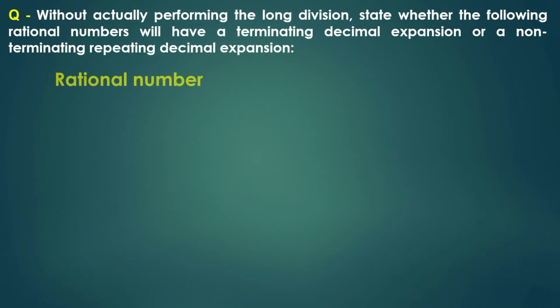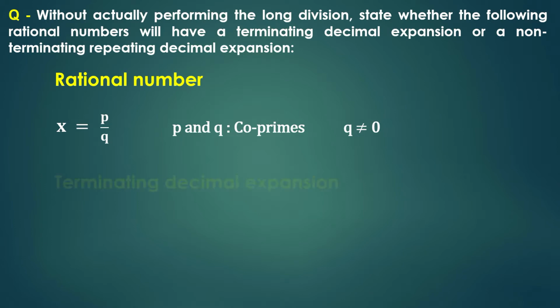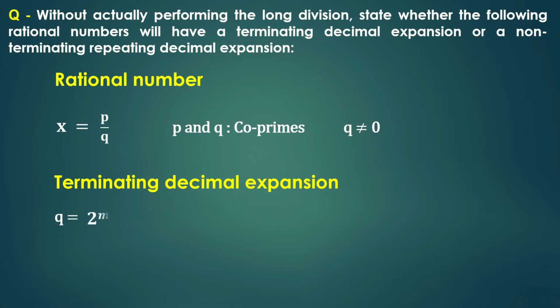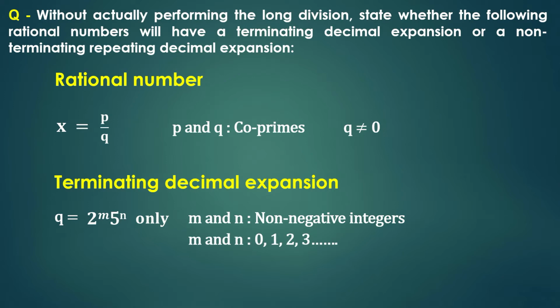Let us take a rational number x. Then x can be represented as p by q, where p and q are co-prime numbers and q is not equal to 0. Now let us see how a rational number can be a terminating decimal expansion. For a rational number of the form p by q to be a terminating decimal expansion, q must be of the form 2 to the power m into 5 to the power n only, where m and n are non-negative integers, which means that m and n can take the values 0, 1, 2, 3 and so on.